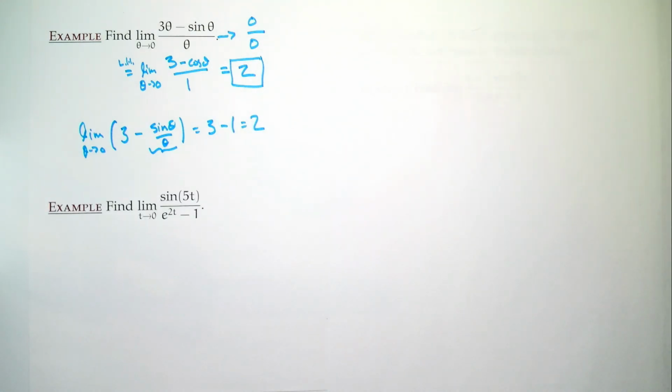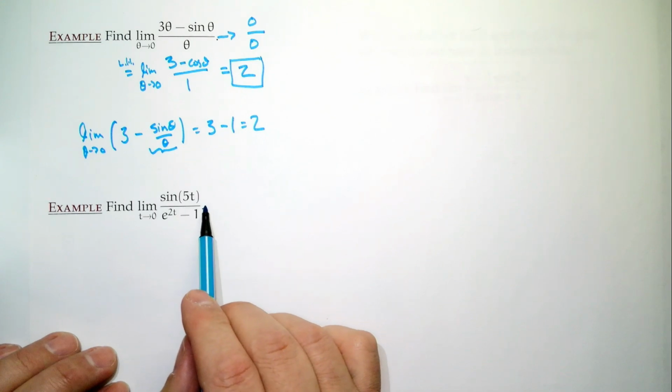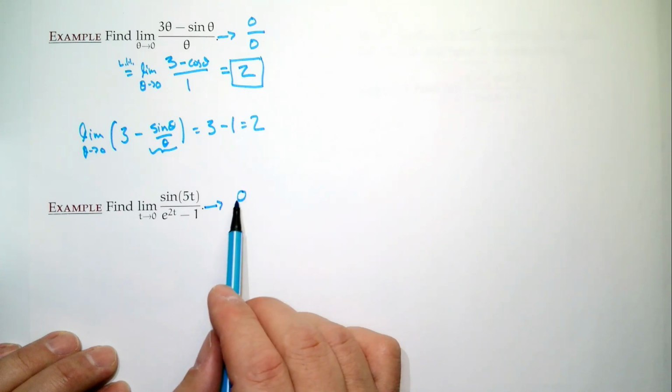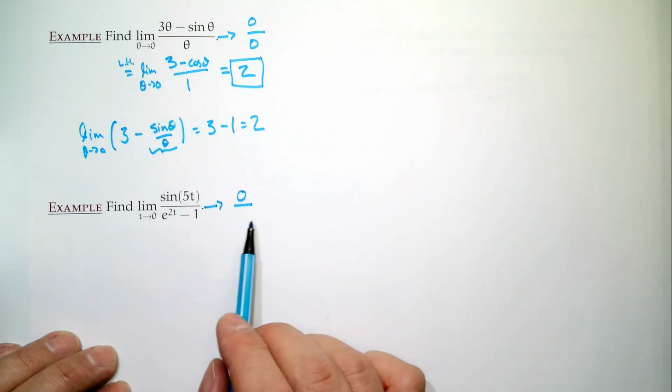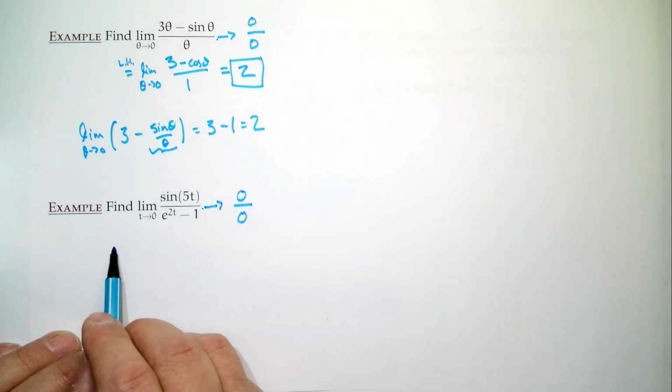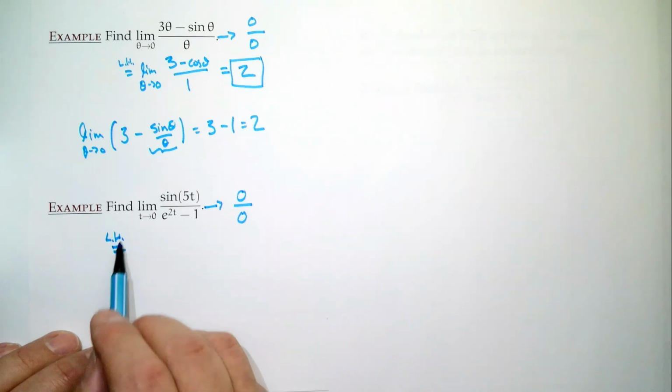Okay, how about this one? Find the limit as t goes to 0 of sine of 5t divided by e to the 2t minus 1. All right, well, let's check to see if we need to do anything. What happens when we plug in t equals 0 on the top? We get sine of 0, which is 0. What happens when we plug t equals 0 on the bottom? We get 0 again. L'Hopital. So we're going to apply L'Hopital.